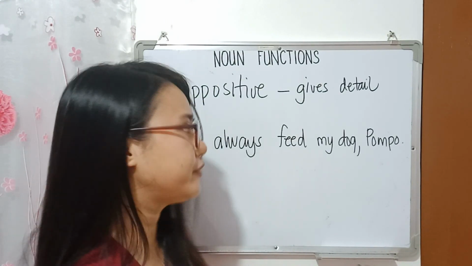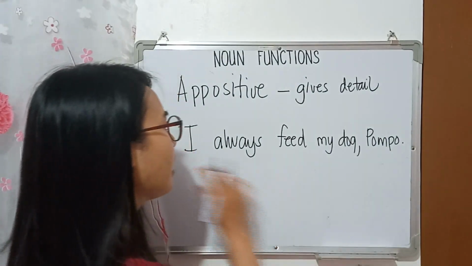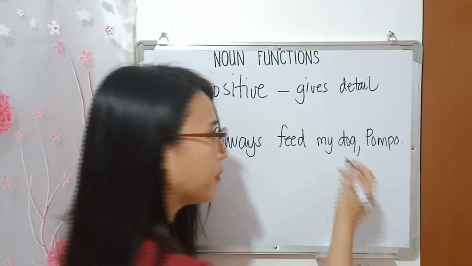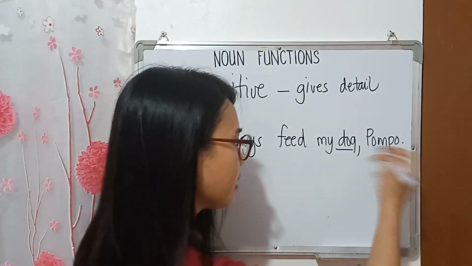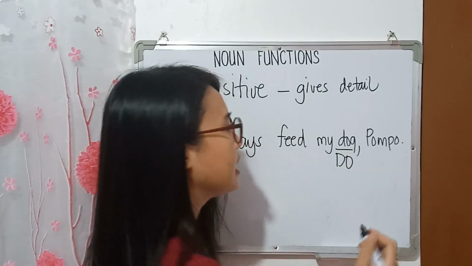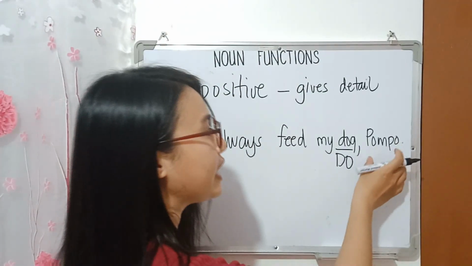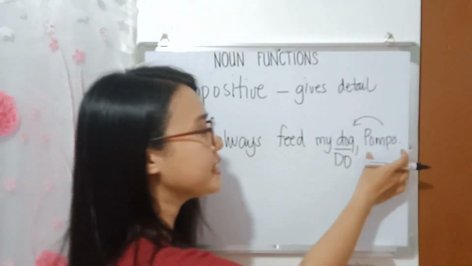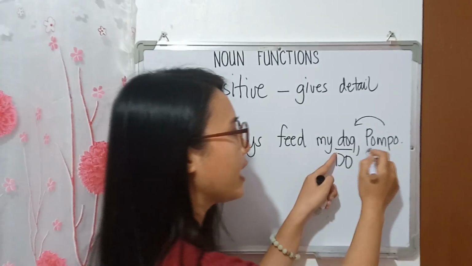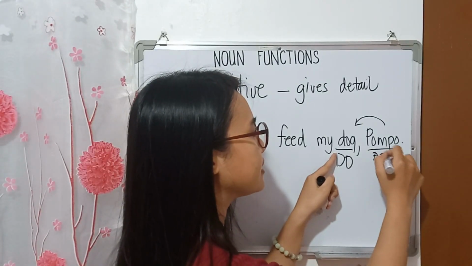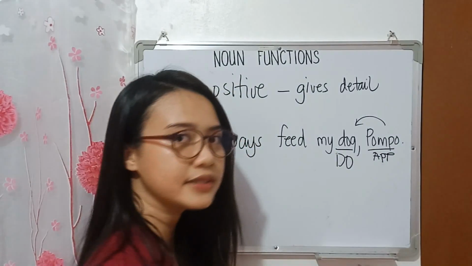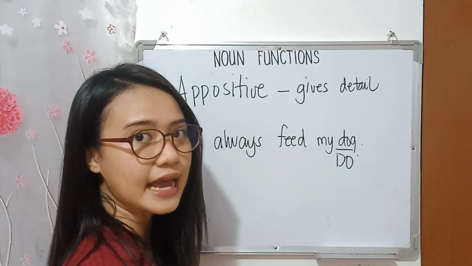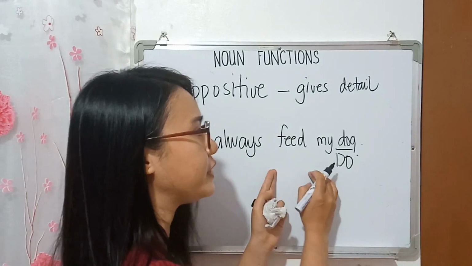Example, I always feed my dog Pompo. Now, I is the subject, feed is our verb, I feed whom? My dog. I feed my dog, therefore this is our direct object. Now we still have another word here. The word Pompo here renames the dog. It gives additional detail to this noun and therefore this is considered an appositive. Meaning to say, if I remove Pompo here, still the sentence has the same meaning. I always feed my dog.